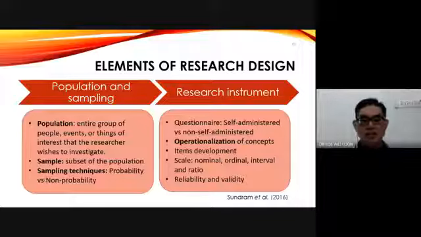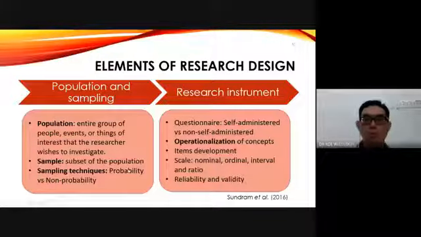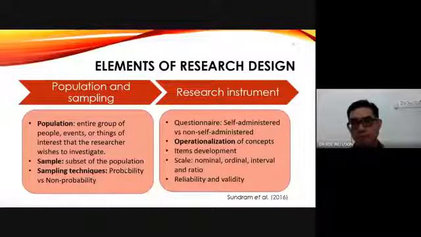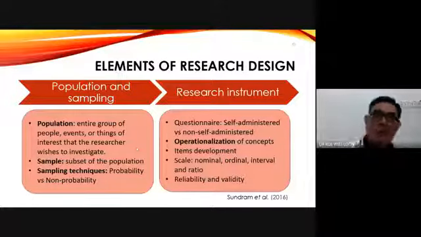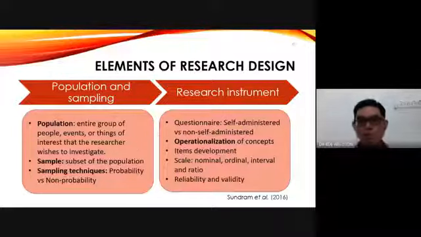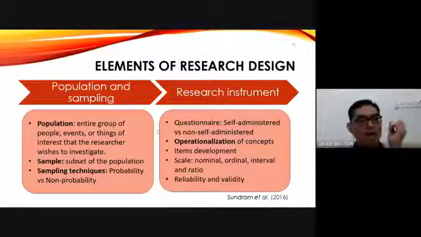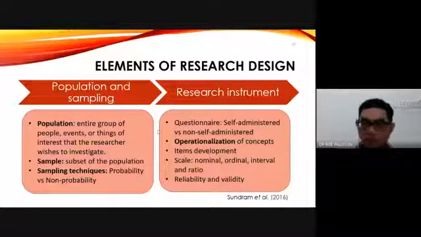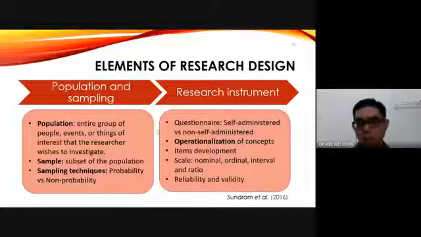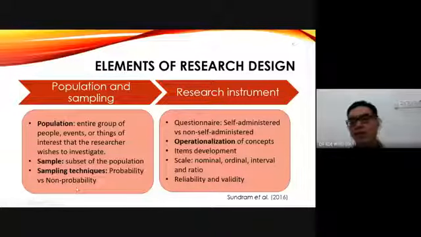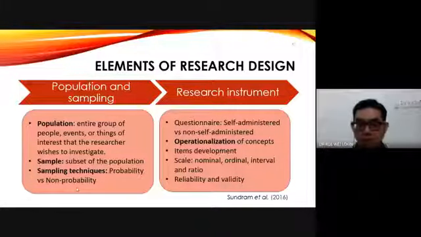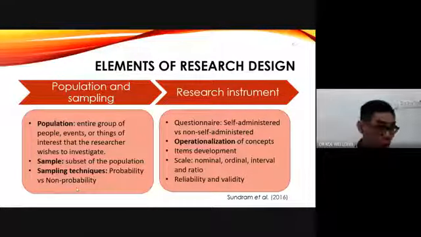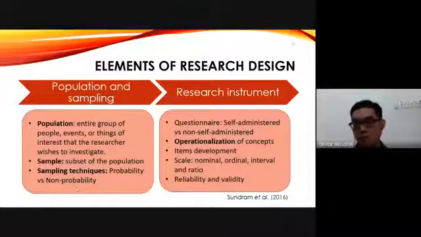Generally, we can divide sampling techniques into probability and non-probability. Probability sampling you can still break down into various methods, for example simple random sampling, stratified sampling, systematic sampling, and so on. Under non-probability sampling, we can have convenience sampling, purposive sampling or judgment sampling. Some people use snowball sampling. All those are non-probability sampling.